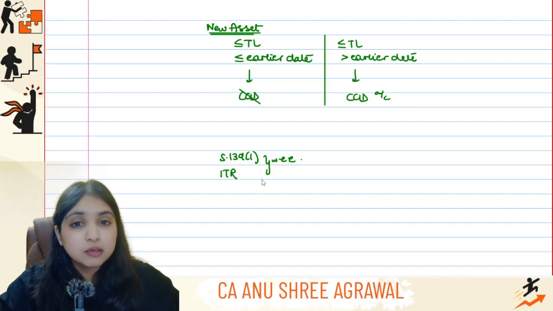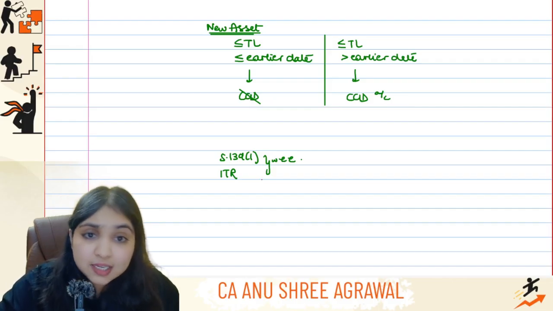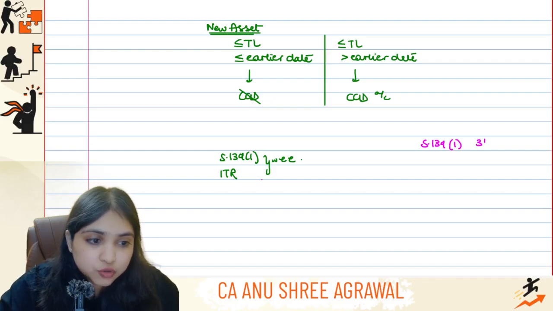Okay, but one more thing, remember. For example, let's say your assessee's 139(1) date was 31st July 2025.